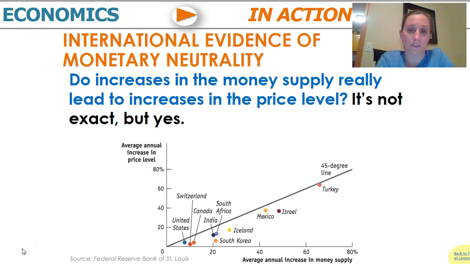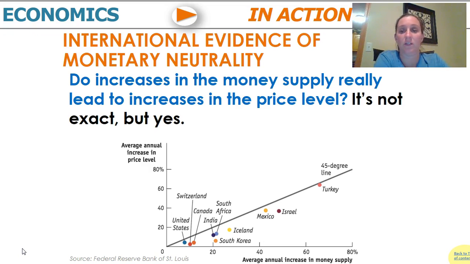So that's a cute little picture I've painted for you. You're probably asking yourself, is this actually going to happen? So it's not exact, right? Very few things are completely exact. But as you can see, in general, what this graph is showing you is this increase in the price level and how it relates to the increase in money supply.